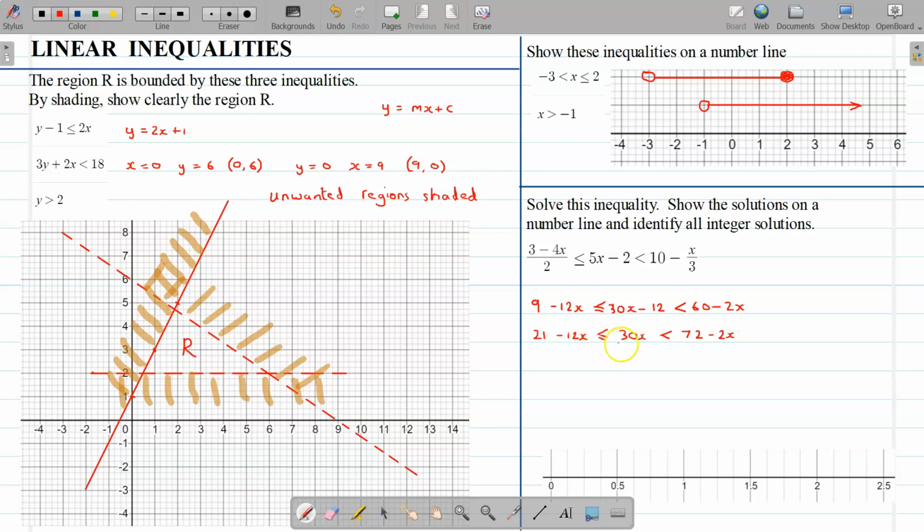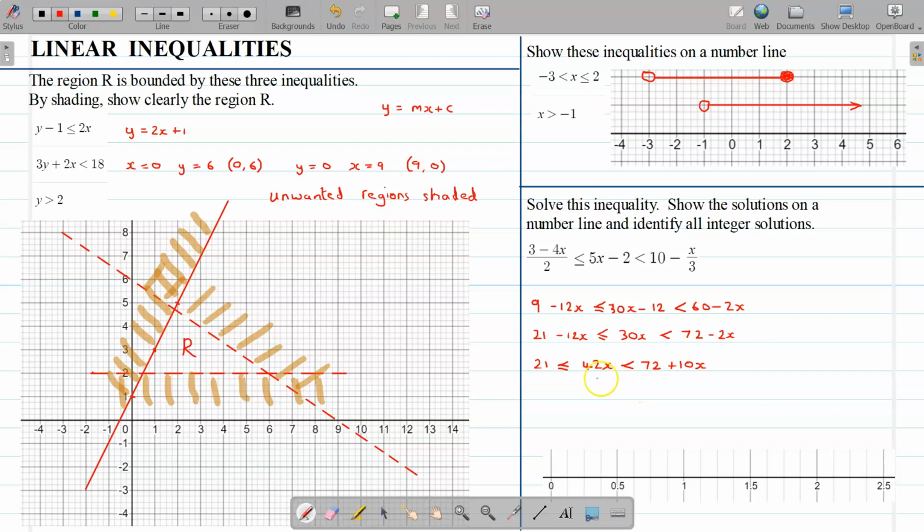Okay, now I'm going to add 12x to each part. So I'm doing it a step at a time because otherwise it's likely that you would go wrong. So 21 less than and including 42x, that's adding 12x to 30x, and that's going to be less than 72. And instead of minus 2x, if I'm adding 12, it's going to be plus 10x, you see. So I've done the same thing to each part.